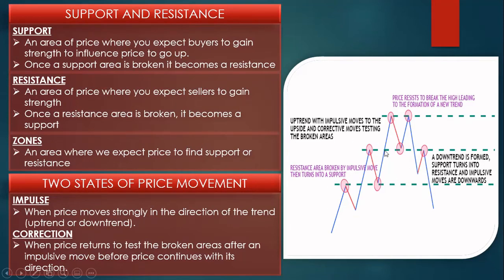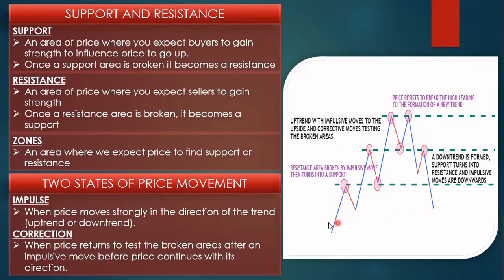Okay, let's see this illustration over here. We have an uptrend here. This was an uptrend. You see, this was our resistance, and then it got broken, and then it turned into a support. So that's why we would say this was an uptrend, right?